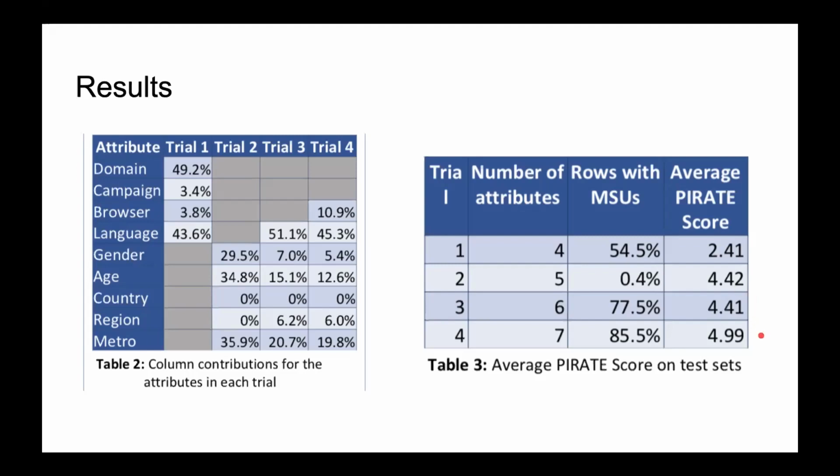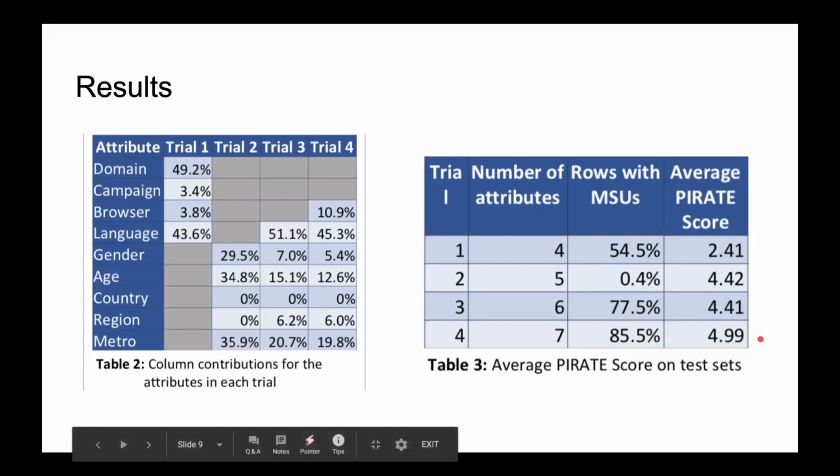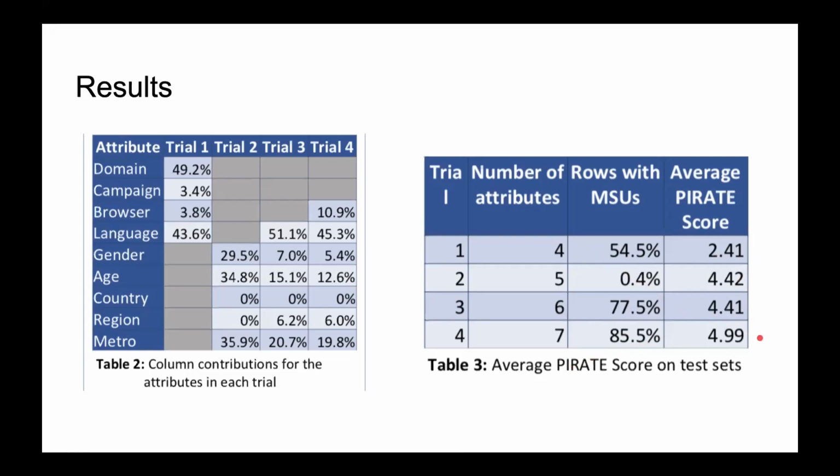As the number of attributes increases, you see the score is also increasing, which makes sense because with more attributes, more combinations can exist, which can identify users uniquely. The larger value of this PIRATE score indicates that the data set that we use in trial number 4 is at more risk, and users here can be identified more easily by an attacker.